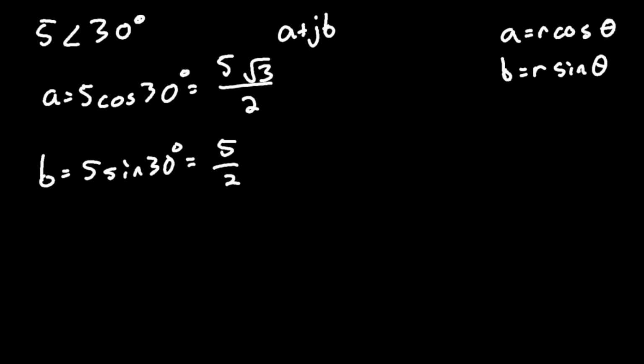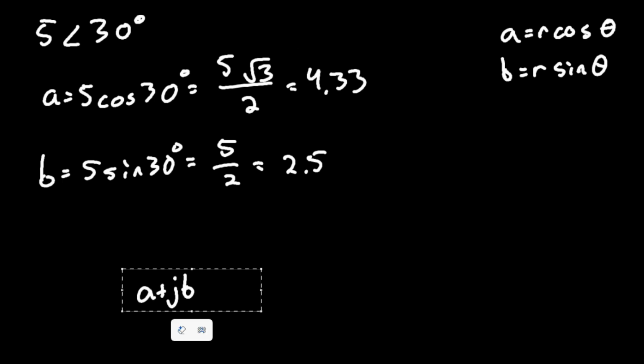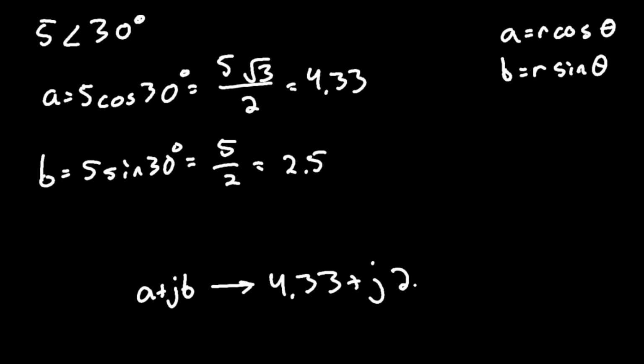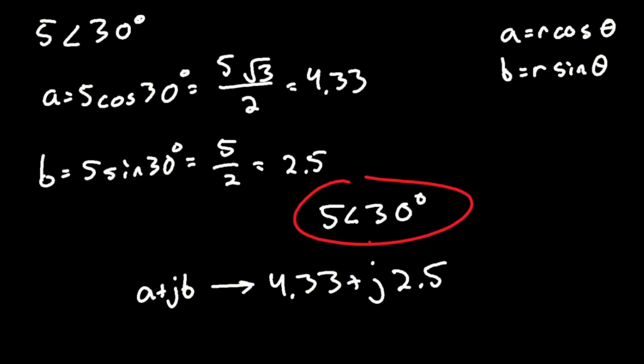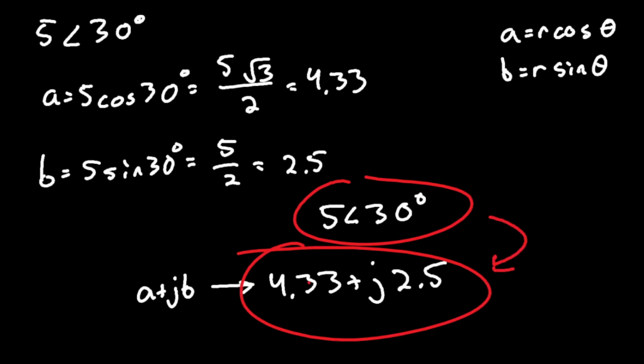So 5 times the cosine of 30, 5 times the sine of 30. This right here is 4.33, and this right here is 2.5. So if we were to write this as a complex number, we would get 4.33 plus j 2.5. And we actually turned 5 at 30 into 4.33 plus j 2.5. So all you really need to do is use this formula here.